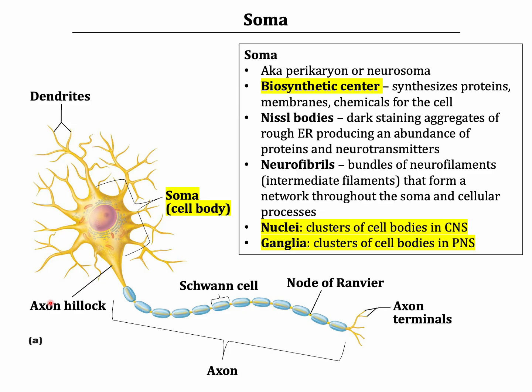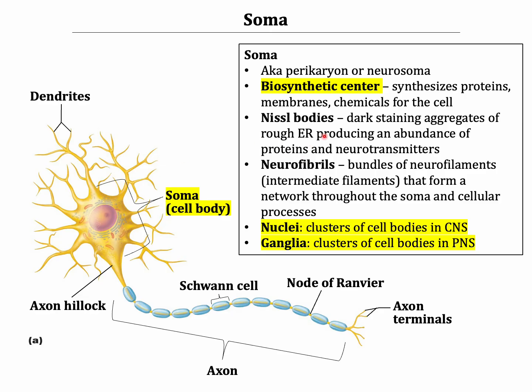We'll start with looking at the neuron cell body, or what we call the soma. This is the biosynthetic center, meaning it makes stuff for the cell, synthesizes proteins, membrane structures, neurotransmitters. Just making all the stuff that a cell needs to maintain life. There are some specialized organelles within neuron cell bodies, like Nissl bodies and neurofibrils, just really specialized names referring to the organelles within a neuron that make them look different than other cells.